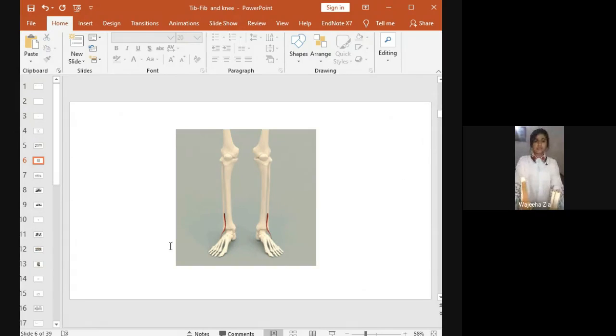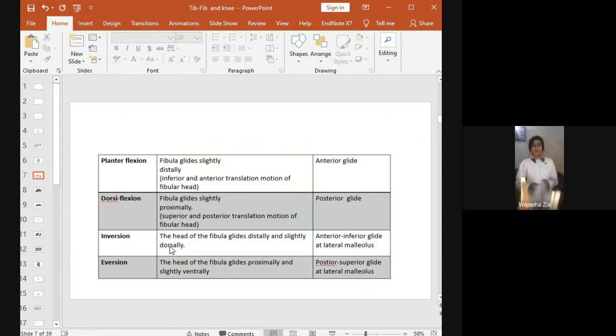In this diagram, you can see the superior articulation and the inferior articulation. You have to memorize the direction of glide and the direction of roll. In the concave rule, the roll and glide will be in the same direction, but in the convex rule, the roll and glide will be in the opposite direction. As the tibiofibular is a saddle-shaped joint, there are four movements: plantar flexion, dorsiflexion, inversion and eversion.